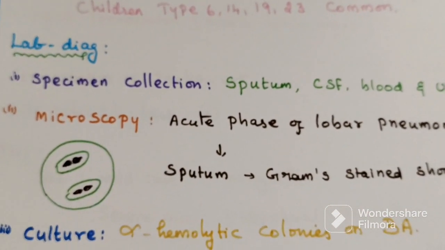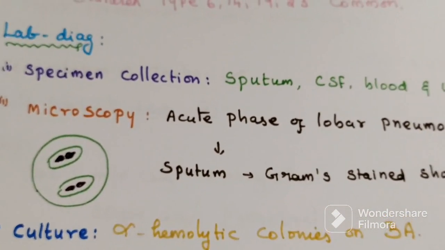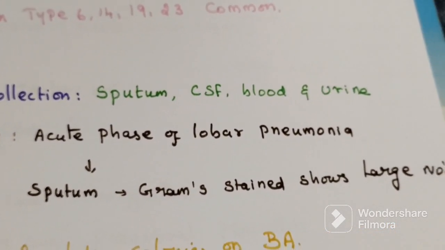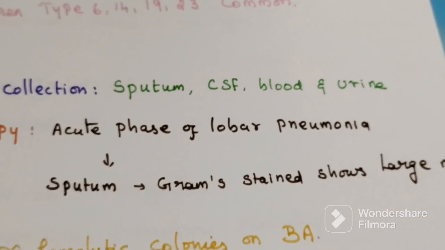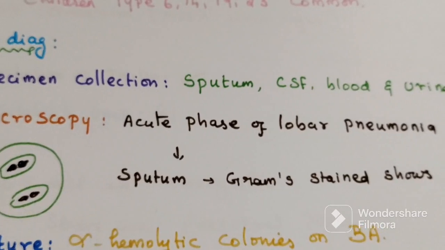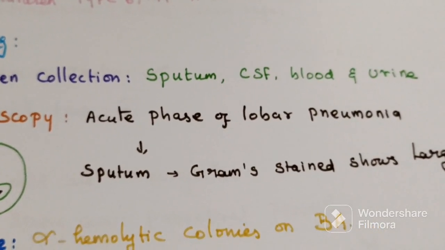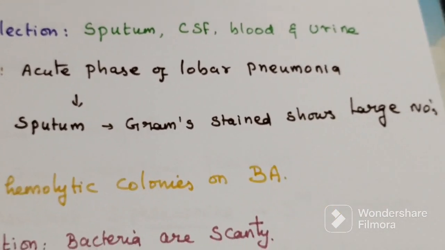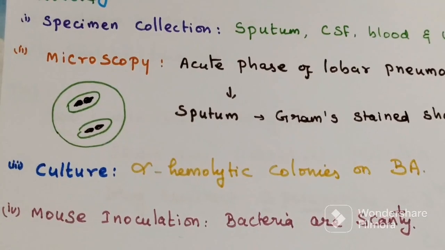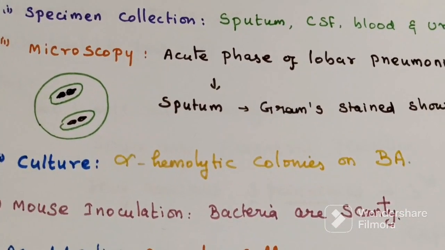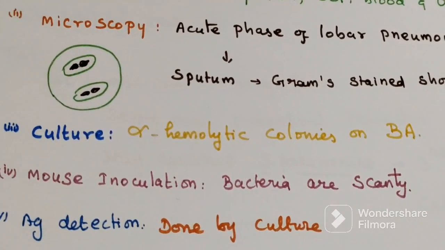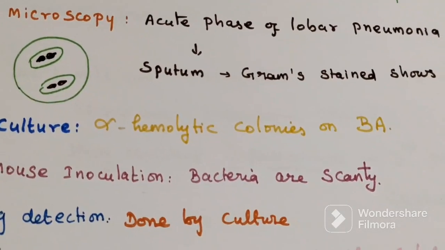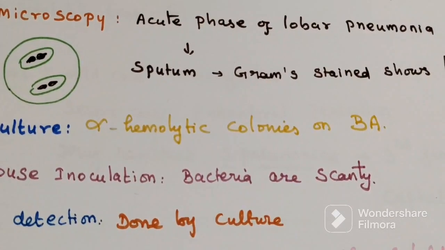Next one is laboratory diagnosis. First one is specimen collection: sputum, CSF, blood for culture, and urine for antigen detection. Then microscopy. In the acute phase of lobar pneumonia, the sputum Gram stained shows large numbers. Then culture: blood agar medium, alpha hemolytic colonies. Fourth one is mouse inoculation. This is done if bacteria are scanty, that is very few.